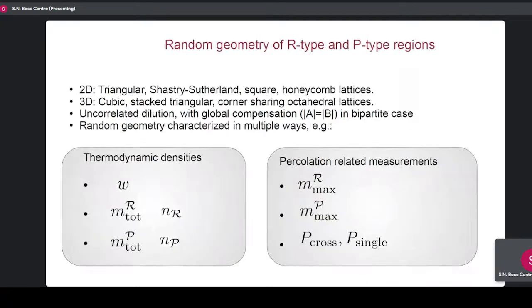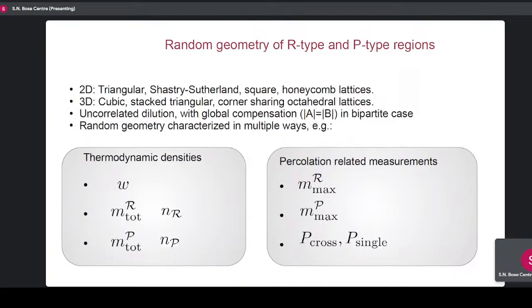So we look at site diluted triangular and Shastry-Sutherland lattices to look at the non-bipartite group. Square and honeycomb to look at bipartite. And in 3 dimensions, we looked at the cubic, which is bipartite, and stacked triangular and corner sharing octahedral, which are not. So we try to do whatever we can with whatever resources we have. And we just do the most straightforward thing in most cases, just uncorrelated site dilution. Right? So the disorder is completely uncorrelated.